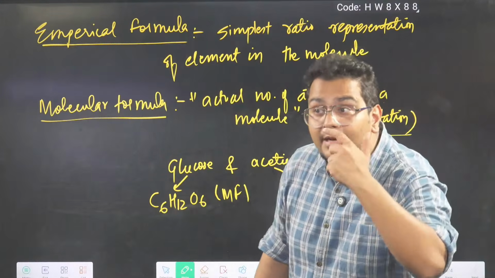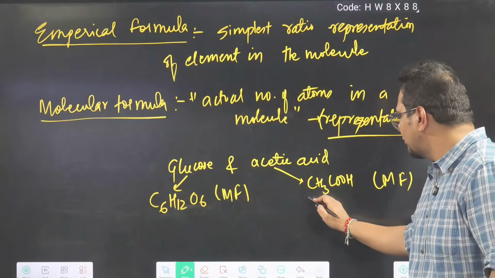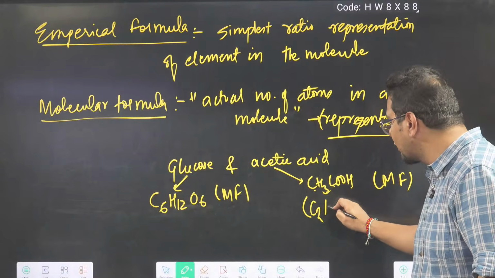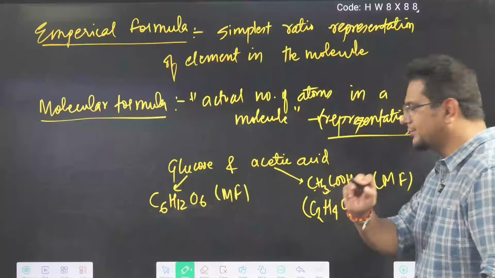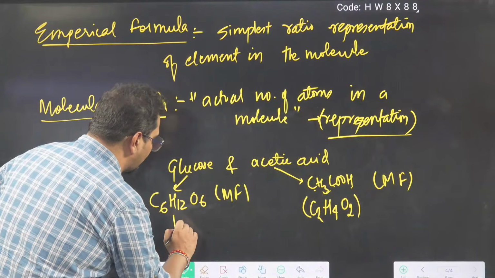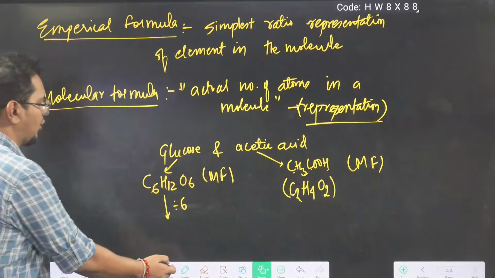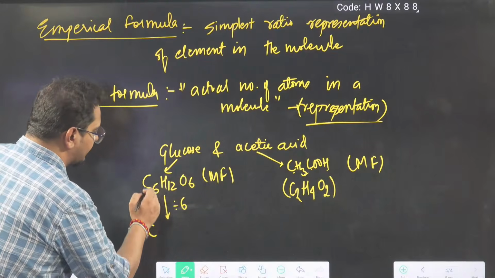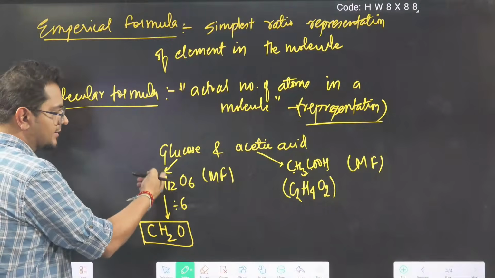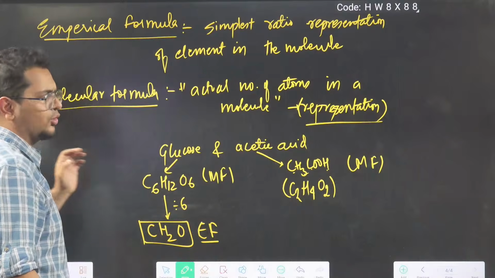But when you want to write the empirical formula, better write all atoms together. How many carbon? 2. How many hydrogen? 4. How many oxygen? 2. Because if you write this way, then you will understand that if I divide glucose by 6, 6 is the largest number which can divide all three. So you will get CH2O, by 6, 6, 12 and 6, 6 and 6. When we divide, you will get CH2O. This is the empirical formula of glucose or fructose.